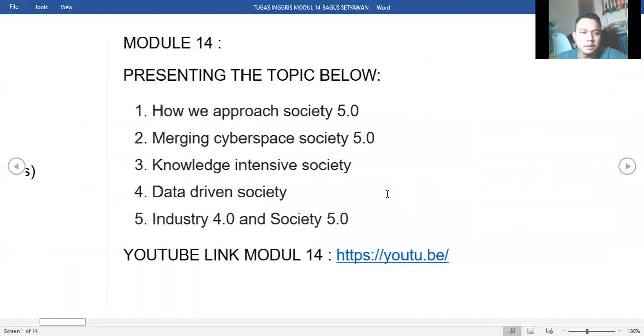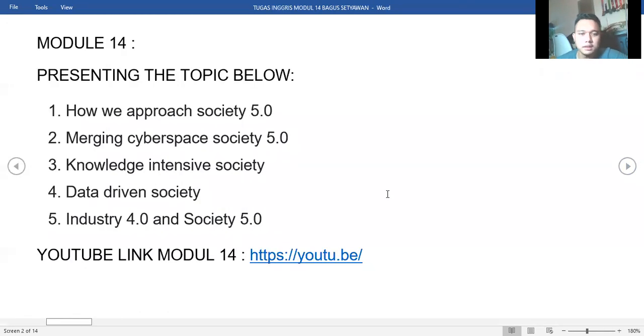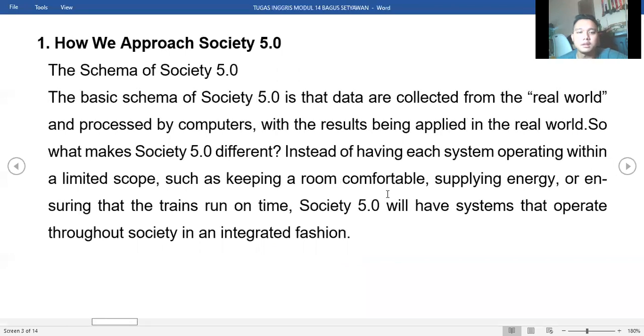And the topics are: number 1, how we approach Society 5.0; 2, merging cyberspace and Society 5.0; 3, knowledge-intensive society; 4, data-driven society; and 5, industry 4.0 and Society 5.0. And this is number 1, how we approach Society 5.0.